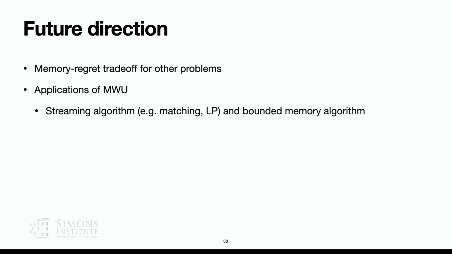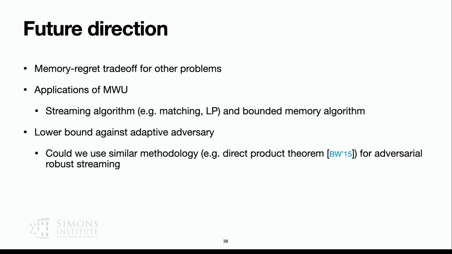Yeah, so let me just summarize future directions. For example, memory-regret trade-off for other problems. Also, I like this algorithm of multiplicative weight because there are many applications. So it's interesting to see if it's possible to use our algorithm, our idea, to attain some other bounded memory algorithms. And finally, I also think our lower bound strategy for the adaptive adversary might be useful for other problems. I think especially this direct product scheme for Brimmer and Rubinstein is quite powerful. Okay, I'll wrap up the talk here, and thanks everyone.